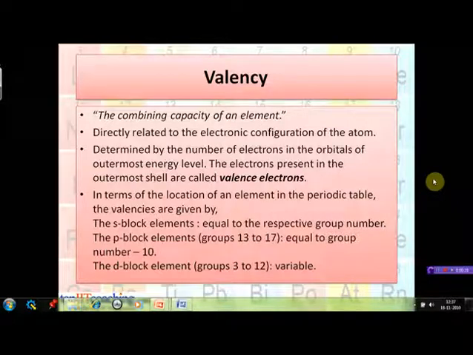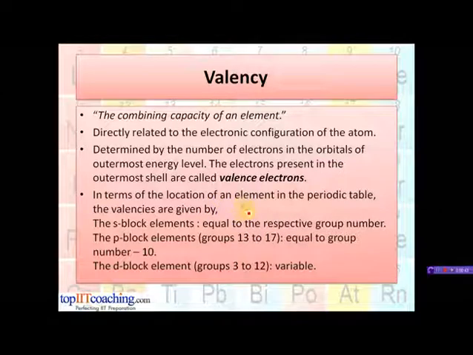If we look at the position of an element in the periodic table, we can easily determine its valency in most cases. For example, in case of s block elements, the valency of the element is equal to the respective group number. For example, lithium is present in the first group, so its valency is equal to 1. Similarly, calcium is present in the second group, so its valency is equal to 2.